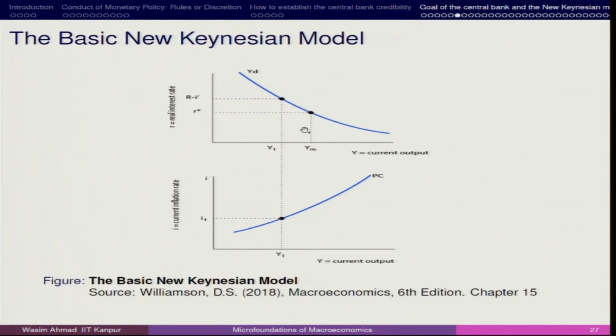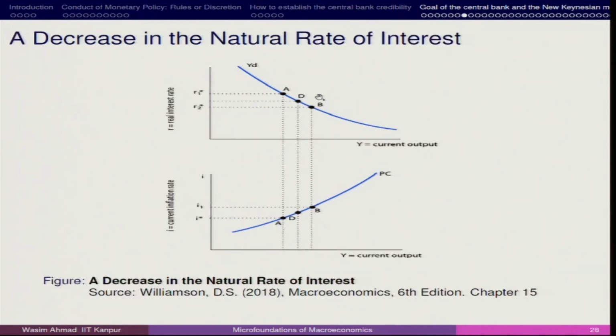For that, we will add further dimensions to this. What are those dimensions? The first condition is a decrease in the natural rate of interest. Suppose you have R1 star at point A, and corresponding to this you have the inflation rate I star at A. Now, R1 star and I star are the actual. If the natural rate of interest comes down, what happens? Here we have R2 star at point B.